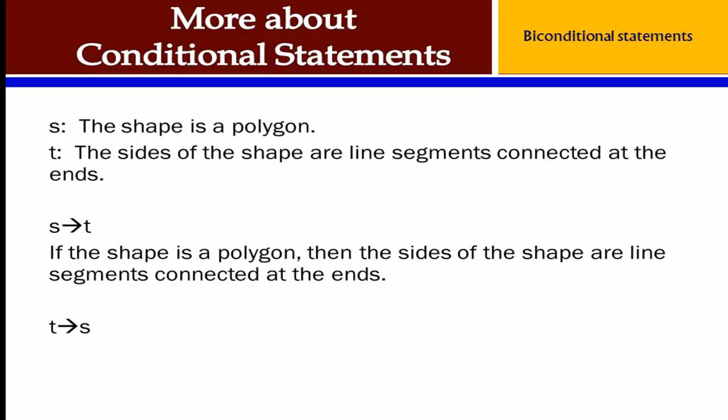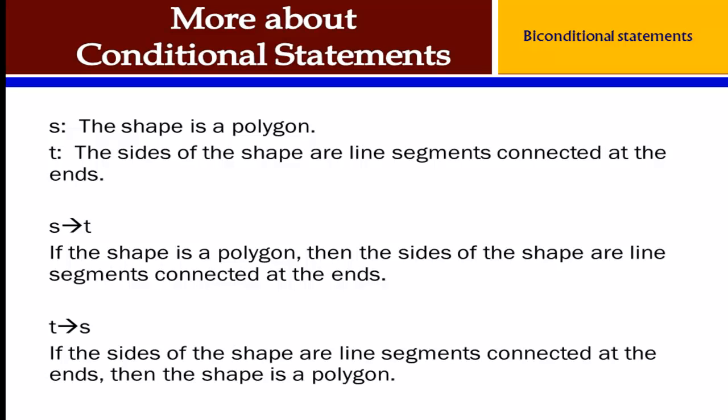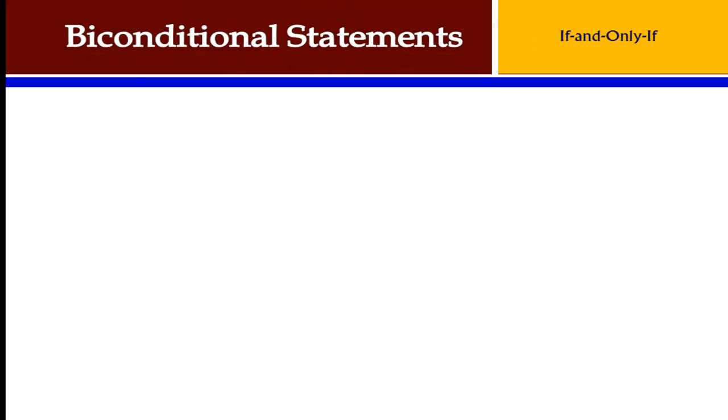This conditional statement, if T then S, can be translated verbally to, if the sides of the shape are line segments connected at the ends, then the shape is a polygon. Now, this just so happens to be a conditional statement that can be written in either order. So we're going to now look at this as what we call a biconditional statement, and this is a statement that uses the if and only if phrase.